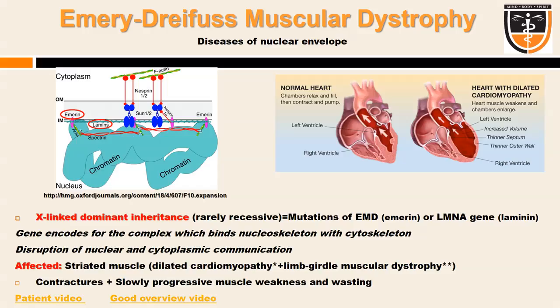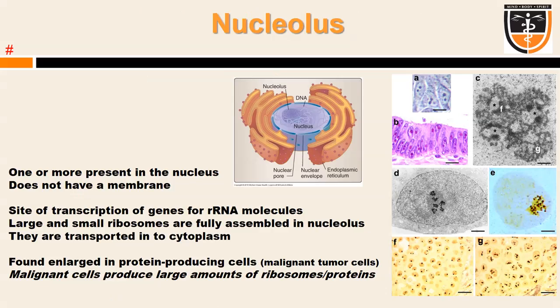And they will develop limb girdle muscular dystrophy. That's characteristic: these individuals have weakness that will start from the end of their extremities, arms and legs, and will start moving toward the center. And that is known as limb girdle muscular dystrophy. They will develop contractures, and they will develop slowly progressive muscle weakness and wasting. A few interesting videos that you can click on later if you want to look at this disease a little bit more.